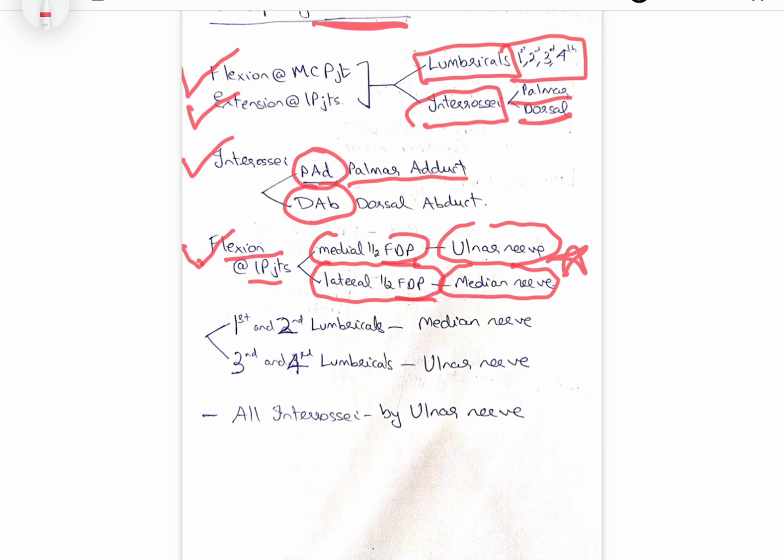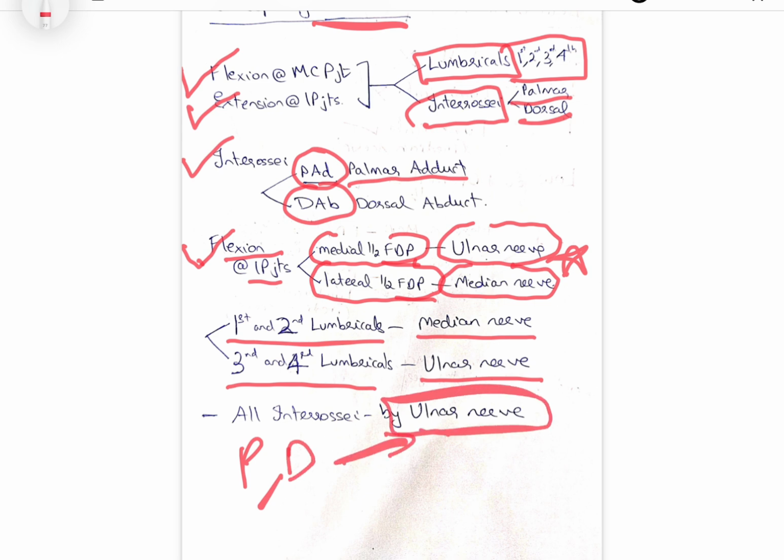Now the lumbricals, which function as flexion at the MCP joint and extension at IP joint. The first and second lumbricals are supplied by median nerve, and the third and fourth lumbricals, that is over the medial aspect, are supplied by the ulnar nerve. And all the interossei, palmar and dorsal, are supplied by ulnar nerve. So we'll quickly revise. All the interossei by ulnar nerve, lumbricals first and second by median, third and fourth by ulnar nerve.